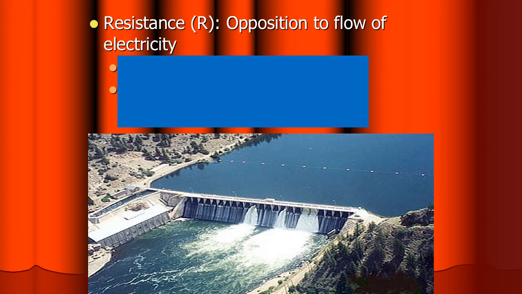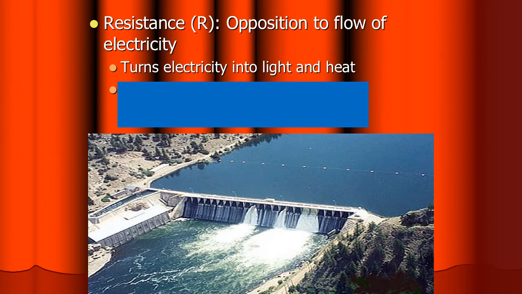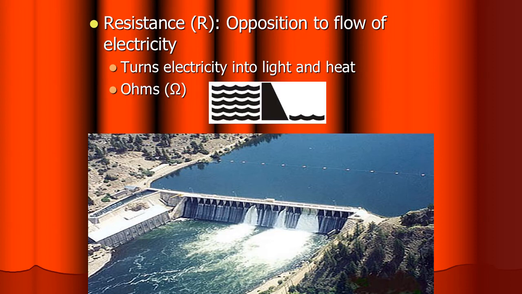So again, going with our water analogy, it's like putting a dam in a river. It's very similar to that. It's something that slows down the flow of electricity, just like a dam slows down the flow of water. So this turns electricity into light and heat. That's basically how things like light bulbs work. And the unit that we use for this is called the ohm. This is the Greek symbol ohm, so that's the symbol for it. And again, it's like putting a dam in your circuitry, or you could think about it like this.